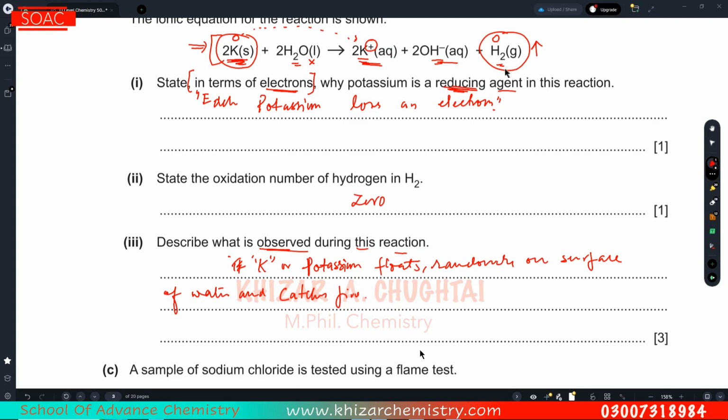And as there is the formation of hydrogen gas, effervescence is observed. And as it catches fire, you can write the color of the flame as for potassium, so a lilac color flame is there. And as I told you initially, the gray solid melts or dissolves, disappears, and so on.